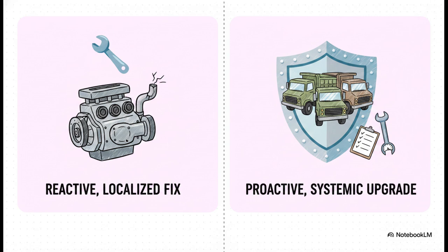Listen, if you take away absolutely anything from this explainer today, let it be this. Fixing the symptom gets the truck running, but fixing the system saves the entire fleet. The corrective action is your immediate fix, replacing the hose and the blown engine. But the true value lies in the preventive action.